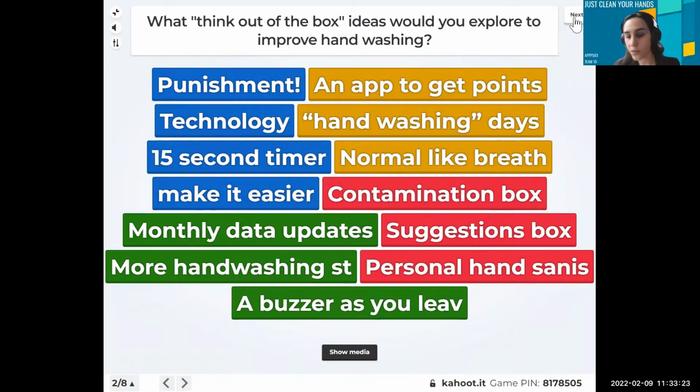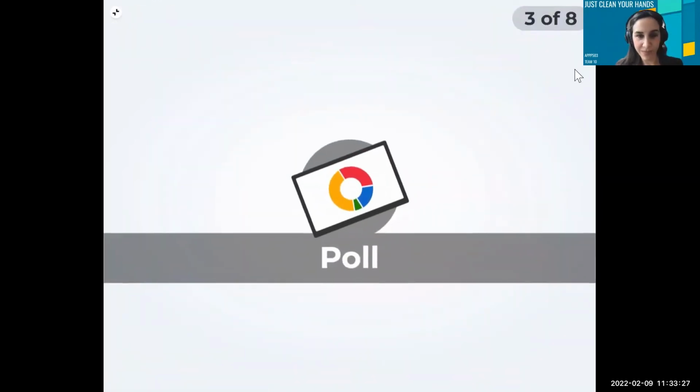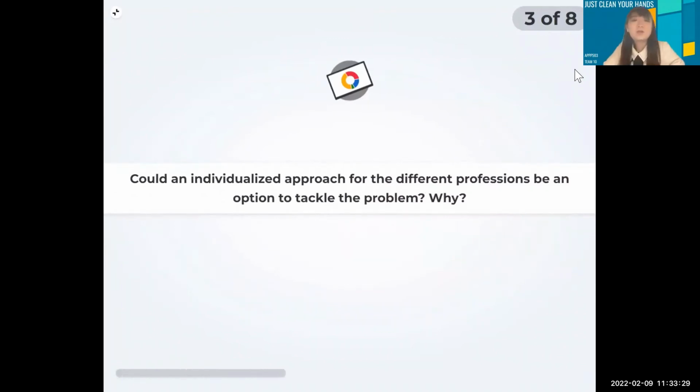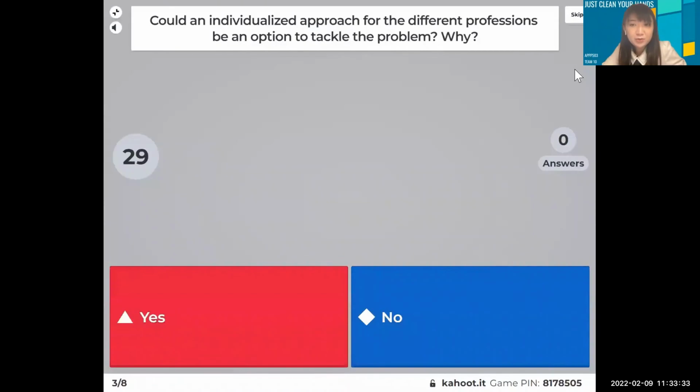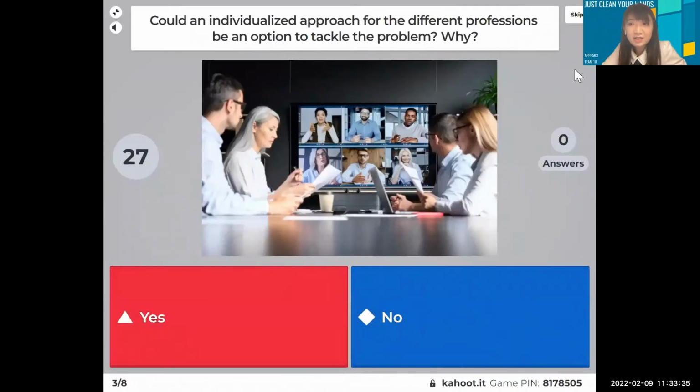And we will need to keep going. Bingwen, you're next. Thank you very much. Yes, so thank you, Paulina. Our next question is a poll question. Could an individualized approach for the different professions be an option to tackle the problem? Is it yes or no? Do you think we should apply different methods to different groups? For example, we treat nurses and doctors in different ways. Do you think that will help improve the compliance rate? Please also think about the method you will use to treat different groups.